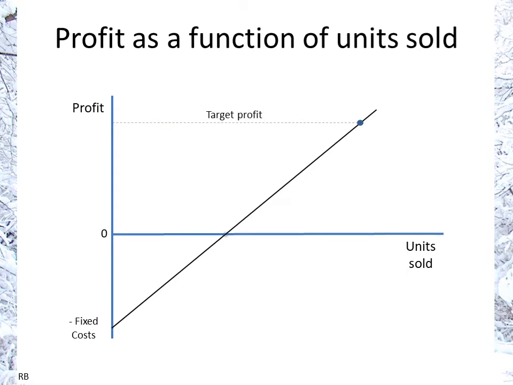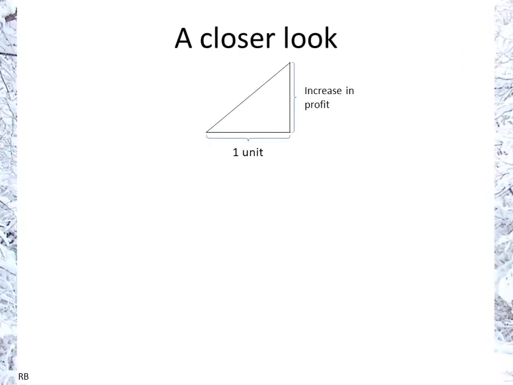Then you'll also have some sort of target profit that you'll be going for, and that would give you this point here, which gives you an idea of your target number of units sold. Also here, you have your break-even point. So if you look at 1 unit being sold, you increase the unit by 1 on the x-axis, and then you're going to increase your profit by a certain amount on the y-axis.